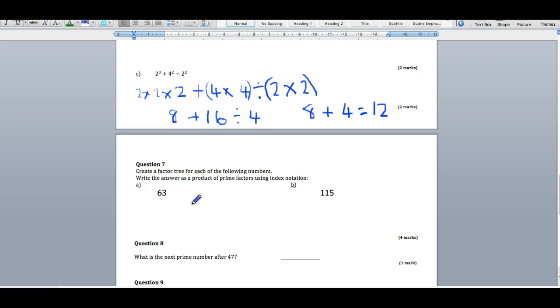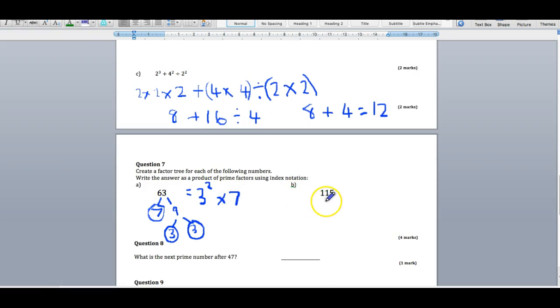Okay, and then you've got to write it in index notation. So 63, I can think of 7 and 9. 7 is a prime factor, so it's up to you how you do it, but I'm going to circle once we're done. 9 can be 3 and 3, and they're prime numbers too. So 63 is equal to, and try to write them in ascending order, 3 squared times 7.